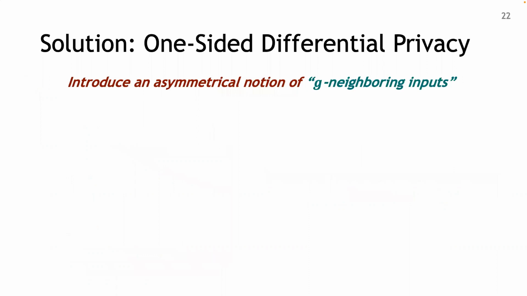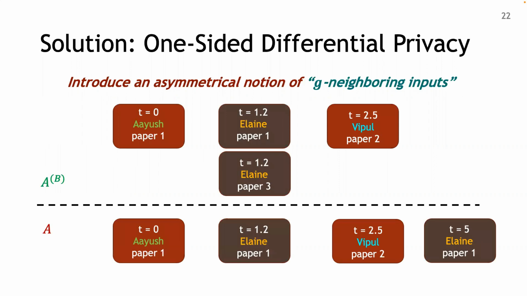So the idea is to introduce some asymmetrical notion of what it means for two inputs to a mechanism to be neighbors. And we'll call this G-neighboring. So we still have this parameter G from before that decides how far a comment could possibly move. And we'll consider these two inputs A and AB, where B stands for batching. So AB has one more instance of batching than A. And that instance of batching can be obtained by moving some comment in A to be batched with a comment in AB, but moving it by at most G time steps. We'll say that AB is G-neighboring to A, but A is not G-neighboring to AB. So this only goes in one direction.